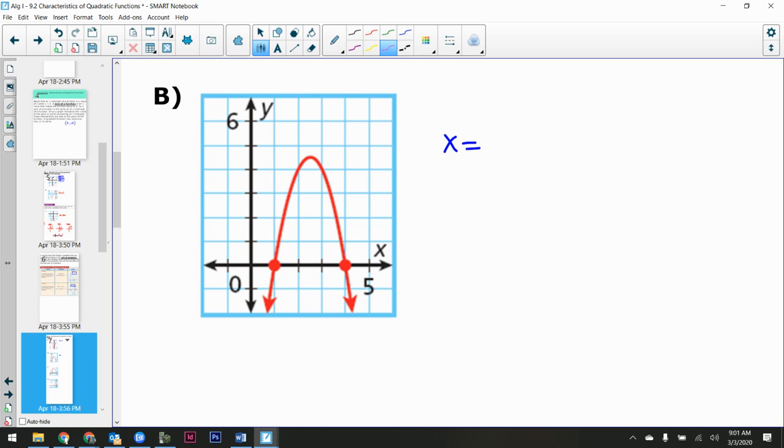Okay, where is my dotted line in this case? 1.5? Well, I would disagree with that. It's 2.5. How do we know that? Well, just count it: 1, 2, and a half. But another way to do that is, what are my 2 zeros? 1 and 4. What's halfway between 1 and 4? 2.5.